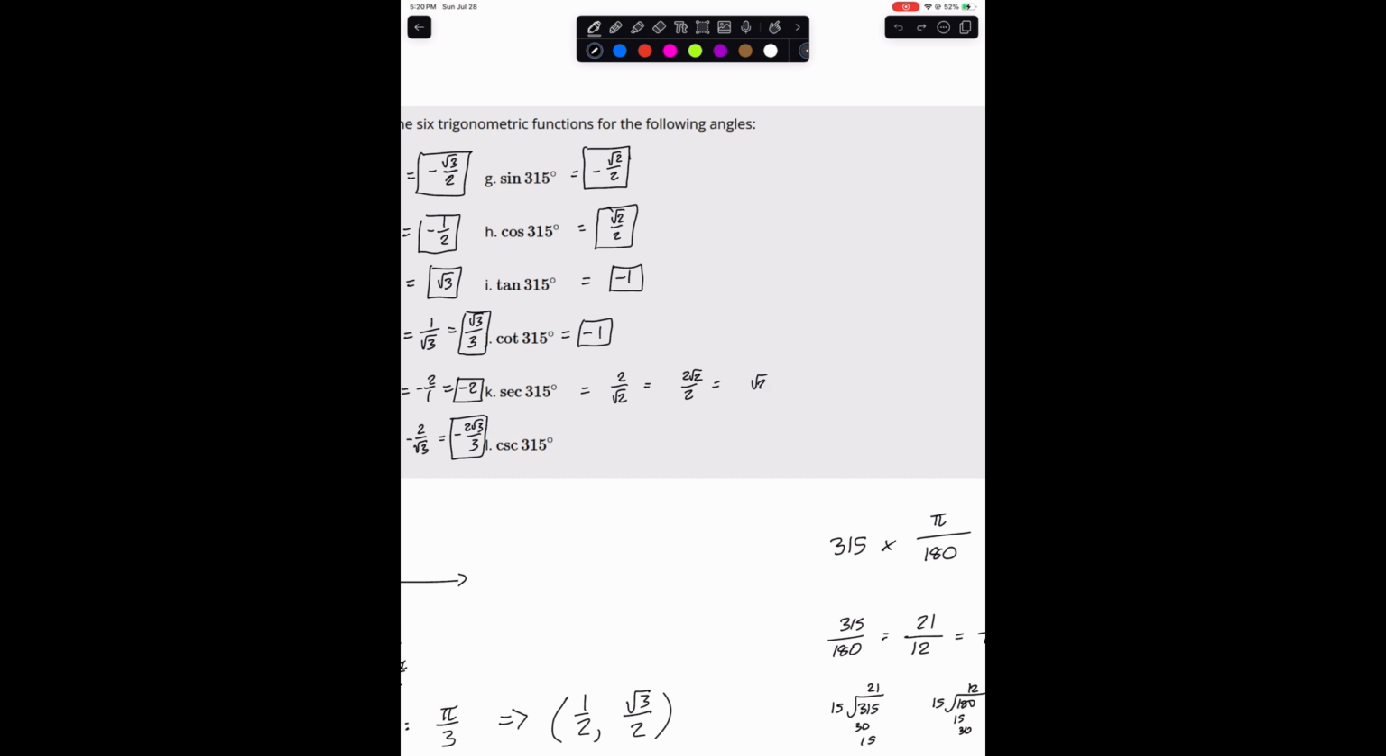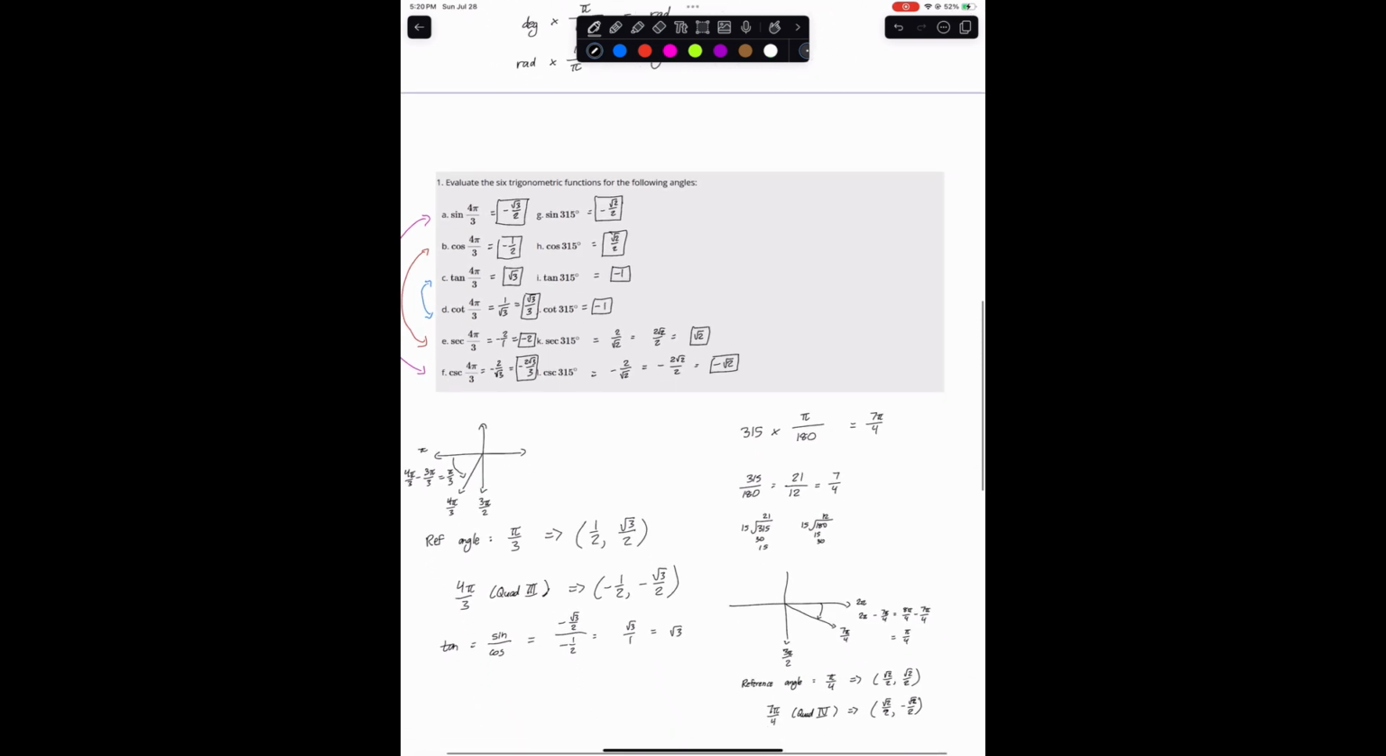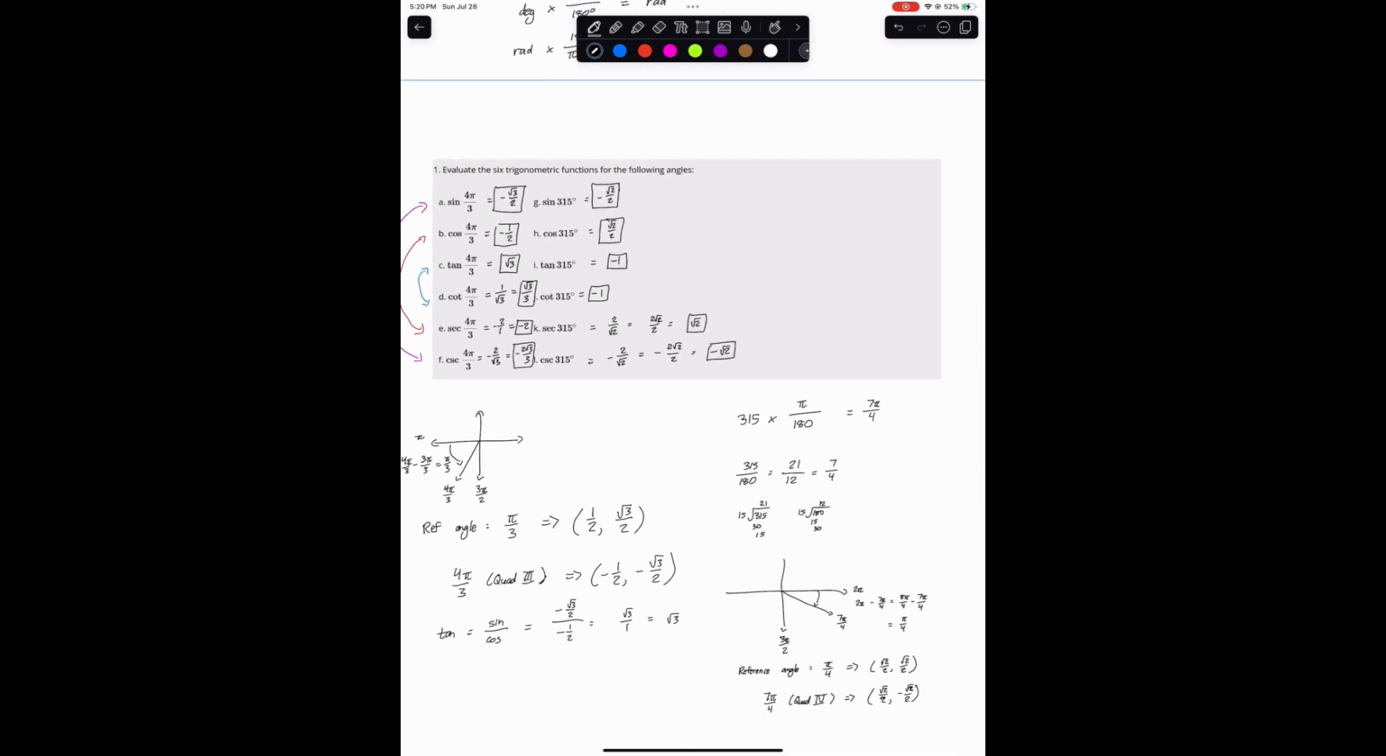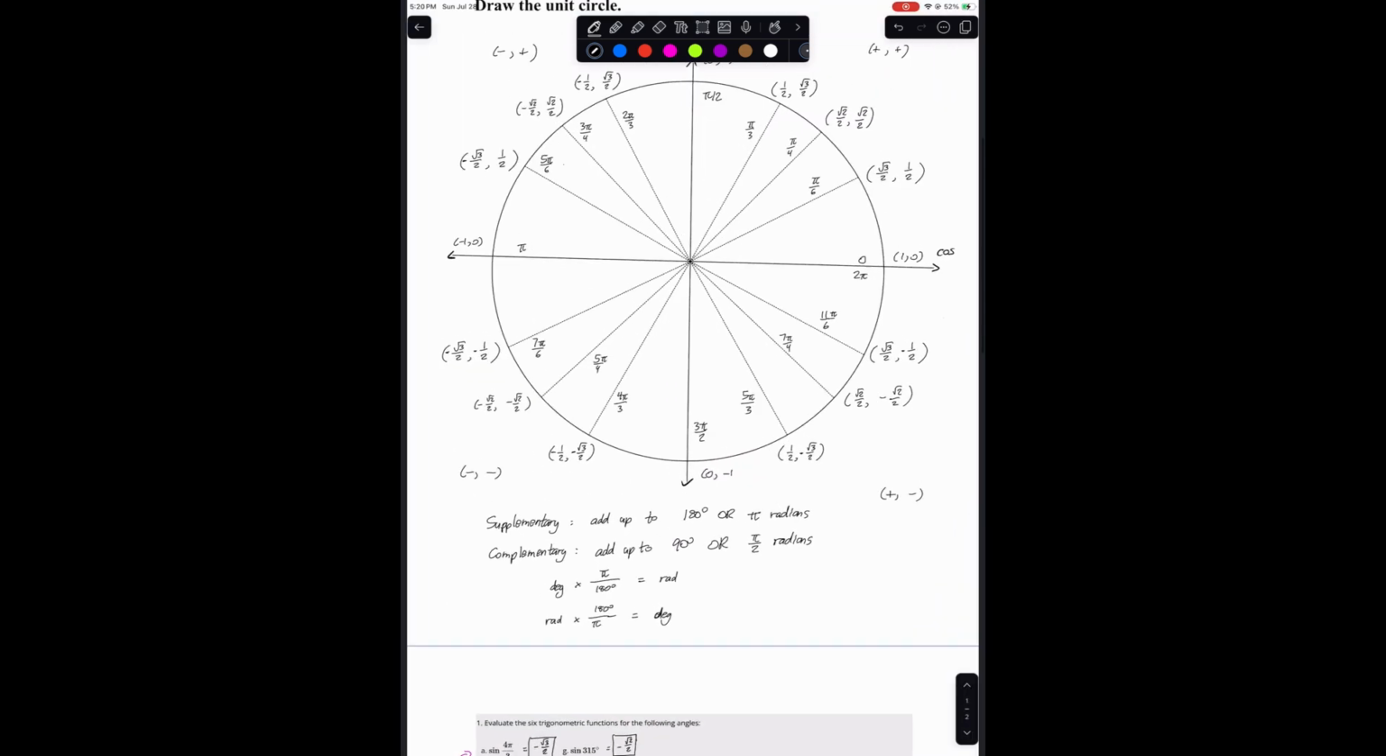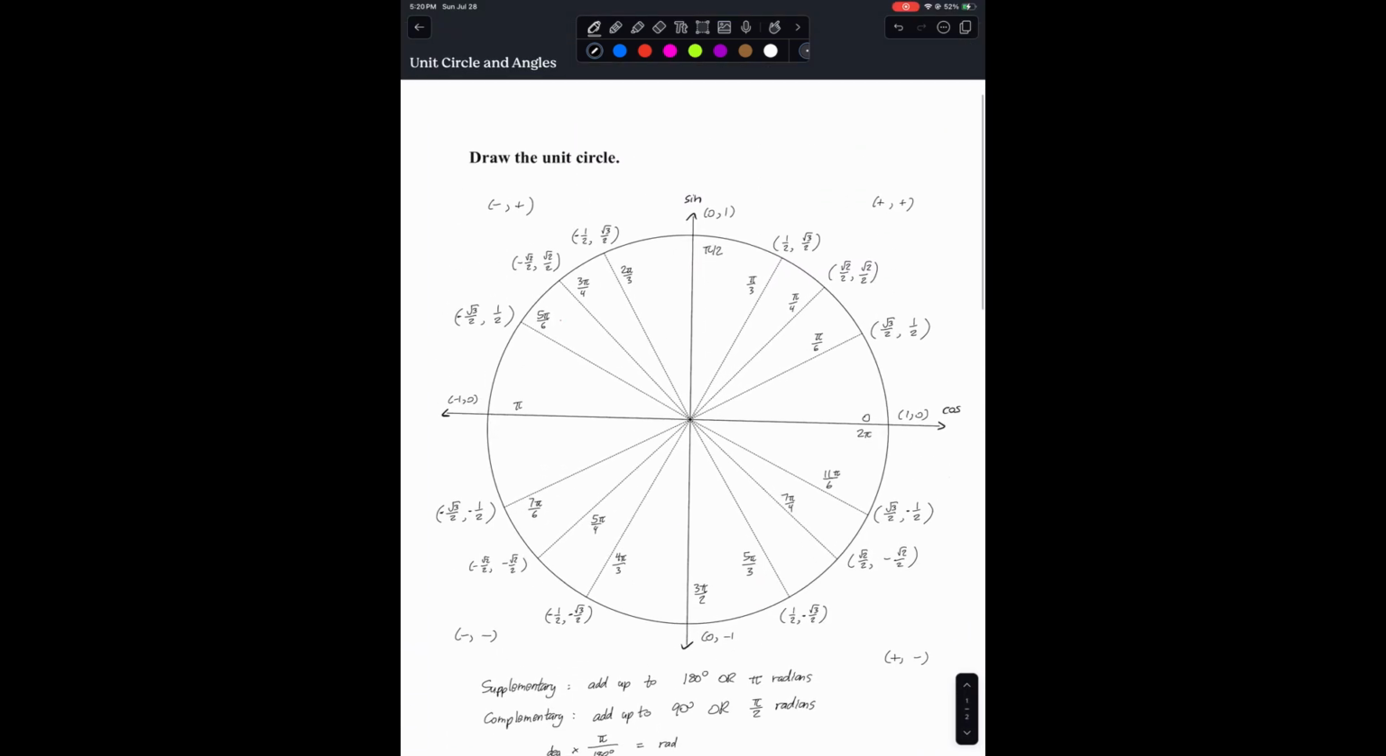And cosecant goes with sine. So you flip, you get negative 2 over root 2. This is just negative 2 root 2 over 2. And this gives you negative root 2. And that is how you use a unit circle to find all of the 6 major trig functions. Okay. And with that, that concludes my video on the unit circle and the angles.